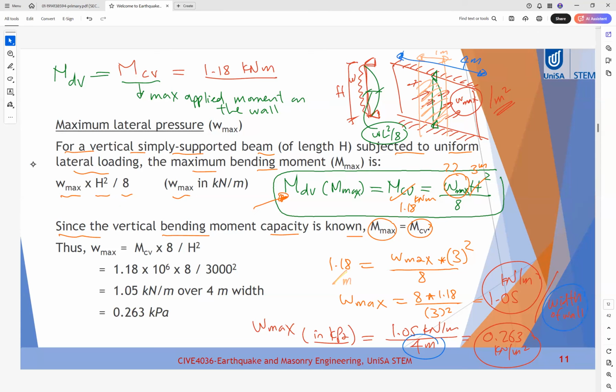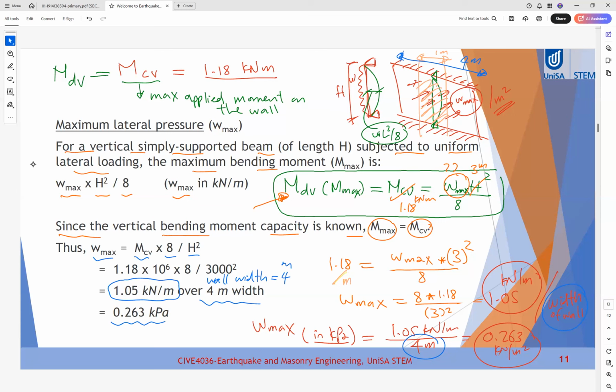So if we look here again, W max equals MCV times 8 over H squared. So we find the value of the load in kilonewton per meter and divide it by the wall width, which is equal to 4 meter. We find it as 0.263 kPa.